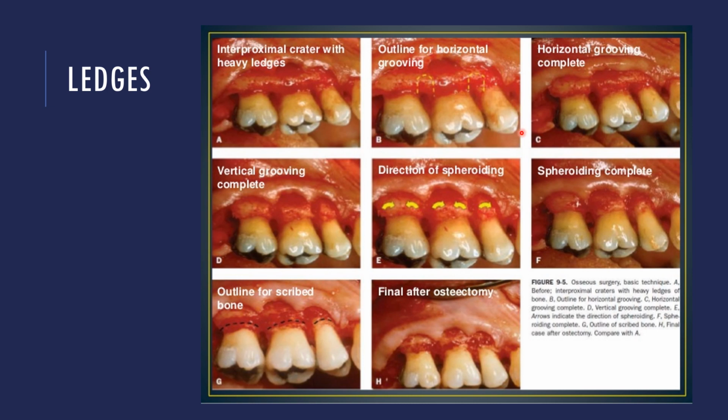After horizontal grooving is complete, you can go for the vertical grooving as well, and then radicular blending, for these very thick and wide margins. It is also called spheroiding. It's basically nothing, it is just the technique of radicular blending. Then if it is complete, we are scribing. Scribing, as we told, is the flattening of interproximal bone along with gradualizing the marginal bone, and then the final ostectomy. So you can go through the procedure and see the final outcome after ostectomy.